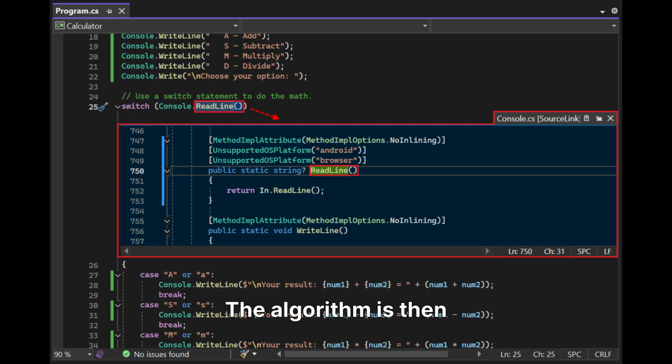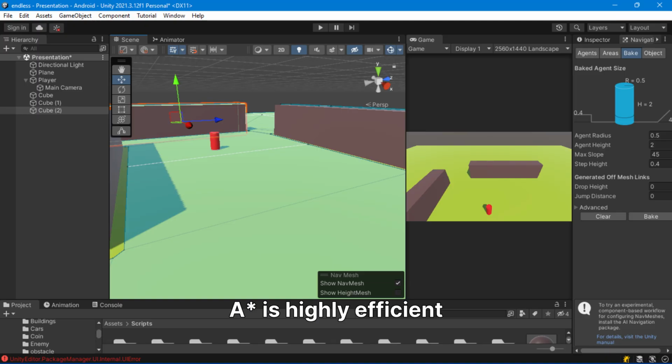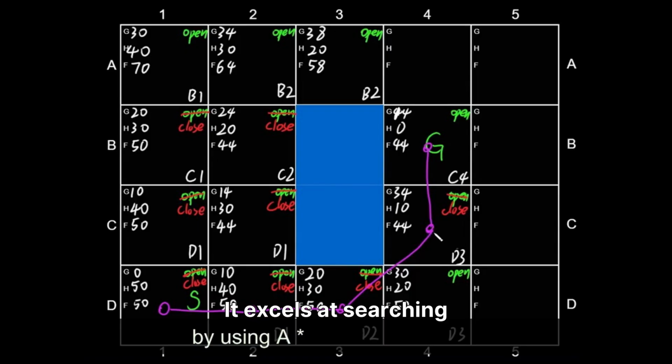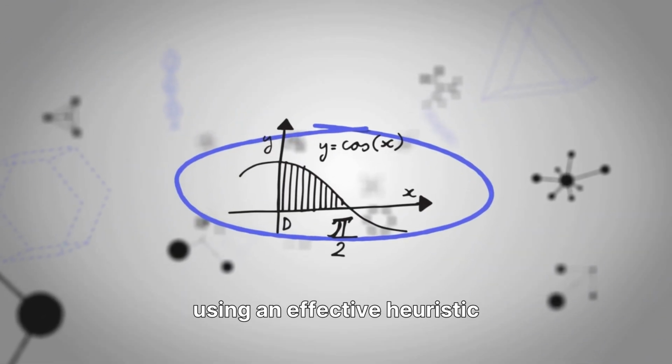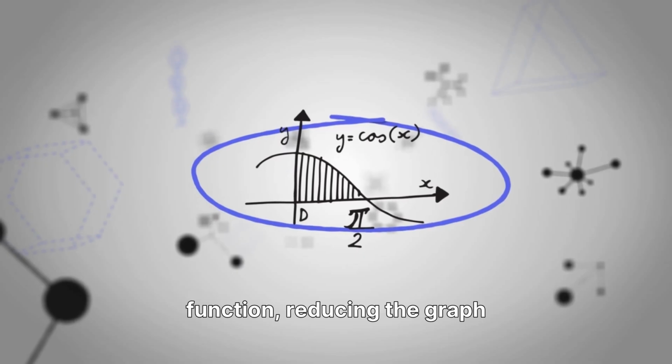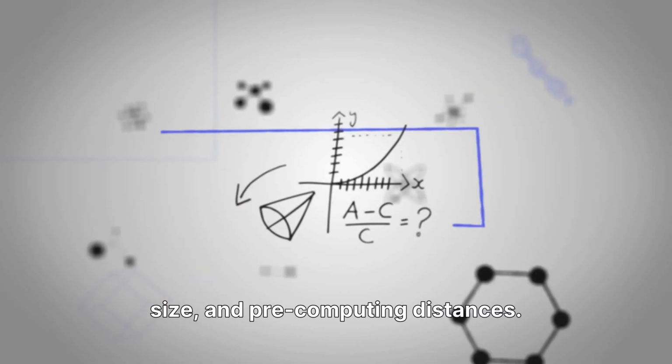algorithm. The algorithm is then translated into code, where you define the heuristics to estimate cost from any given node to the goal. A* is highly efficient and can handle variable movement costs, making it ideal for diverse and complex environments. It excels at searching in multiple directions and consistently finds the shortest path available. Optimizations for A* include using an effective heuristic function, reducing the graph size, and pre-computing distances.